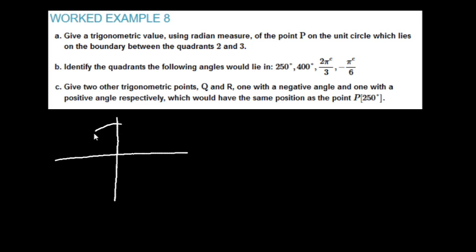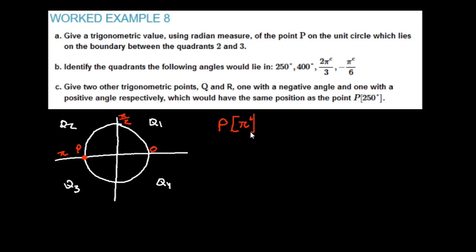If we drew our unit circle, and we've got our quadrants Q1, Q2, Q3 and Q4, we're looking for the point P, which is between quadrants 2 and 3. It's on the boundary, so it has to be there. If we remember from our unit circle, we start from 0, we've got pi on 2 between quadrants 1 and 2, and then we have pi between 2 and 3. So point P will be pi radians.